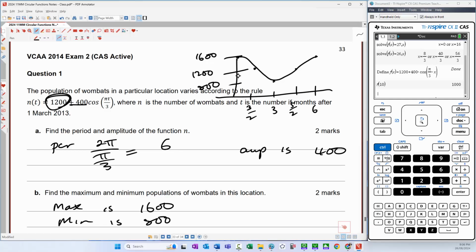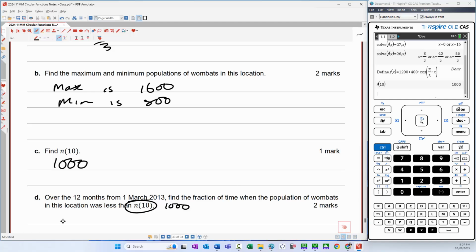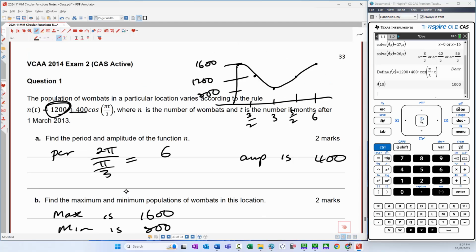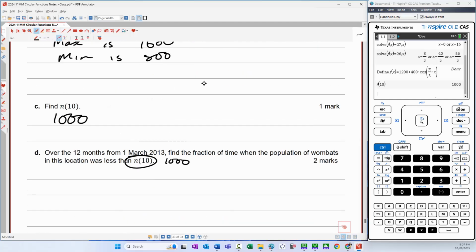So what we're going to do then is work out when the population of wombats was less than 1,000. So basically it's going to be between here and here, and then it's going to happen again, right? It's going to be exactly the same as this time here. So all we're going to do is find out what this time is here, and then just double it to get this answer here.